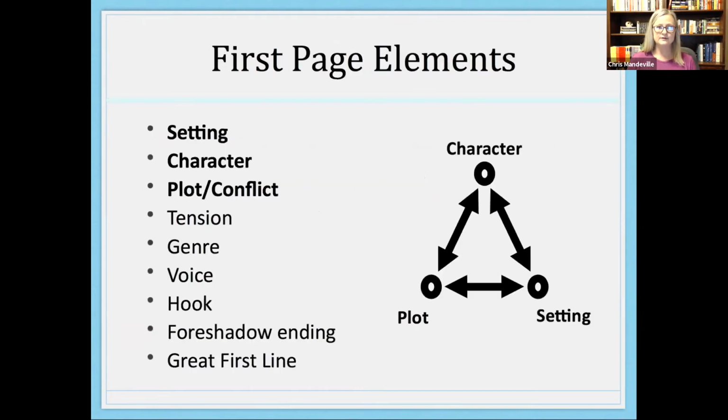Now, that's a lot to do on one page, but that's not all. There's more. So this plot, character, setting, with plot being plot/conflict, I call that the trifecta. And in addition to that trifecta, those 3 elements that work together in harmony, I've identified these other elements that I think can help a first page be successful. Tension. Remember, that's what the reader feels when the character experiences conflict. Genre indicators. We talked a lot about genre in last week's class.